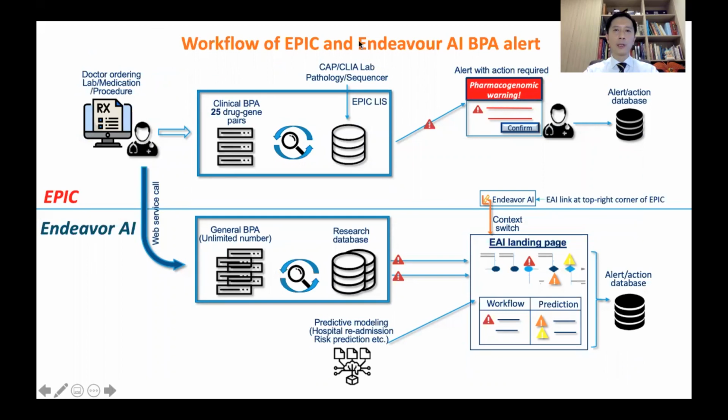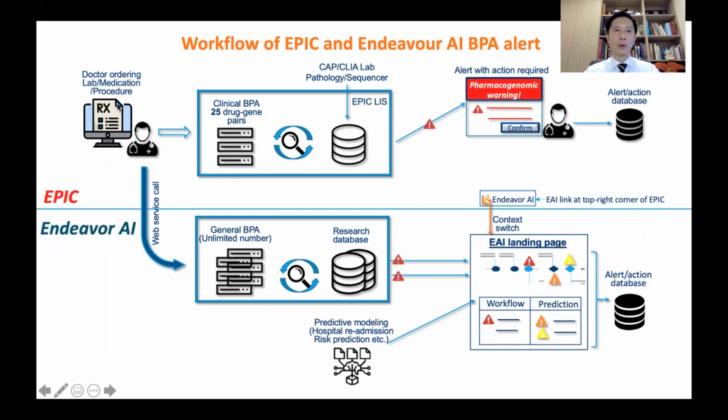For example, we have a project that looks at pharmacogenomics. Pharmacogenomics is a relatively new endeavor in NUHS. So what we want to be able to do is to use the Endeavour AI's live streaming architecture to be able to pick up patients with potential pharmacogenomic drug gene pairs that might affect the way we prescribe medications.